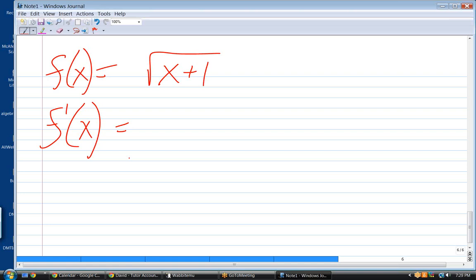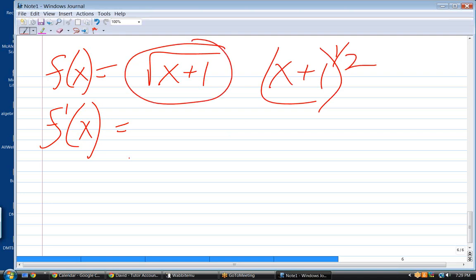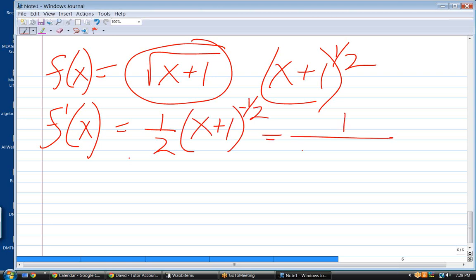How can I write that using an exponent? (x + 1) to the 1 half power. Radicals are not very helpful in calculus. Almost every single time you see a radical, you want to change it to an exponential, because we're bound to want to use the product or the power rule at some point. I don't know how to use the power rule if I'm looking at a radical sign. I know how to use it if I'm looking at an exponent of 1 half. What's the derivative of that? 1 over 2 times root x plus 1. (x + 1) to the negative 1 half, which is equal to what you said.